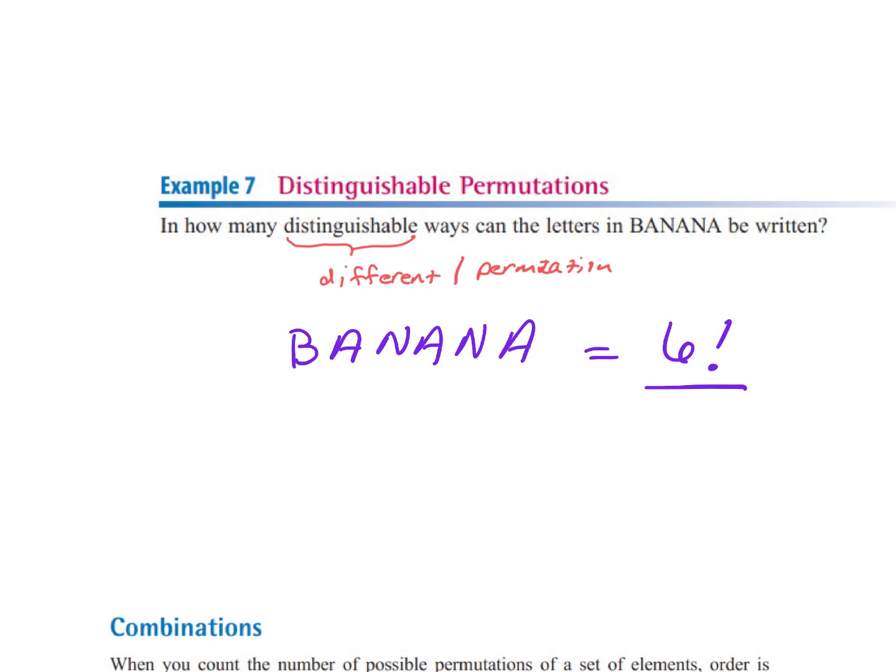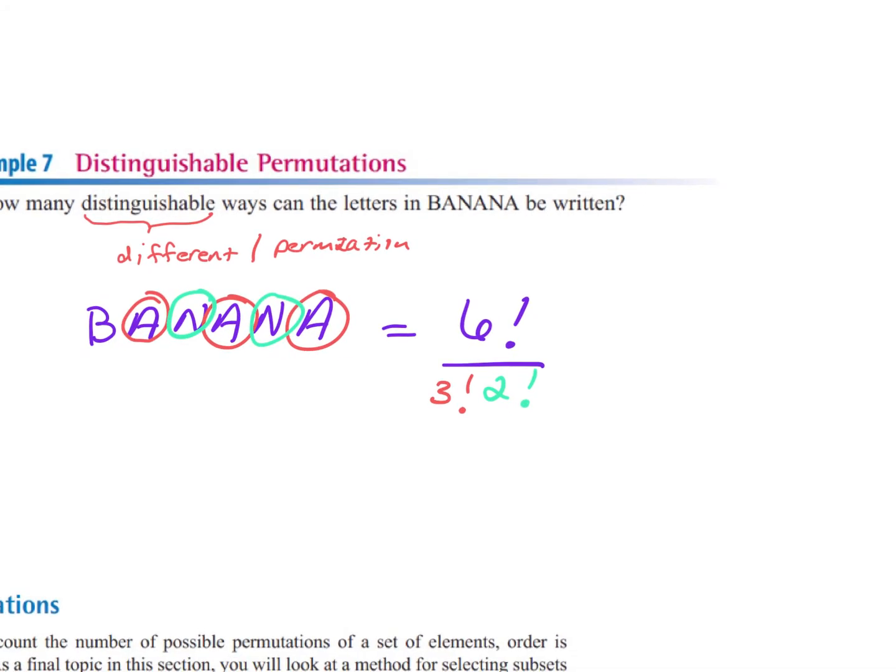Because they say for distinguishable, that means they want all the different. So what you have to do is divide. If none of the letters repeat, it's just factorial. But if the letters repeat, you have to divide out the repeating letters. So what repeats? Okay, how many times does A repeat? 3. So I have to divide out by 3 factorial. Does anything else repeat? N. How many times does N repeat? 2. So 2 factorial.